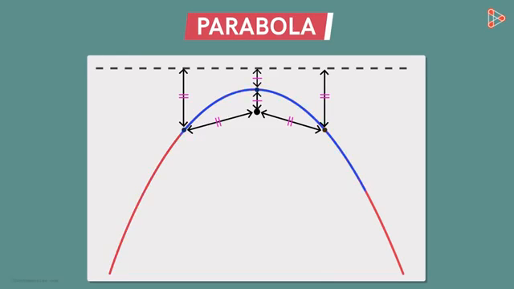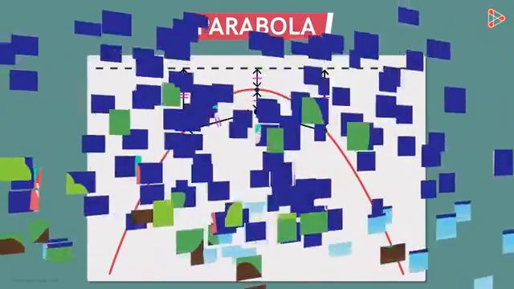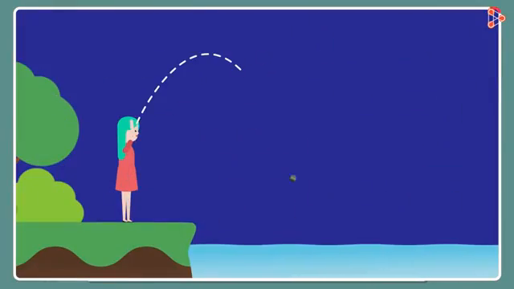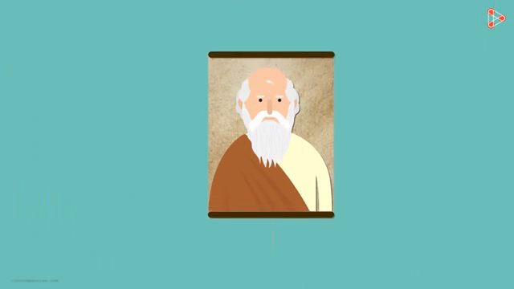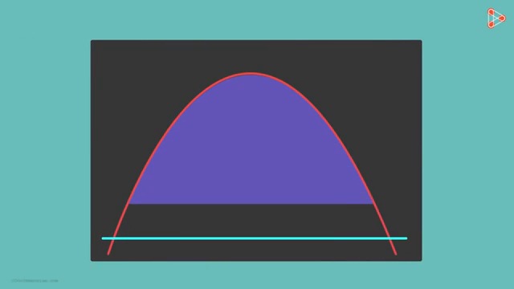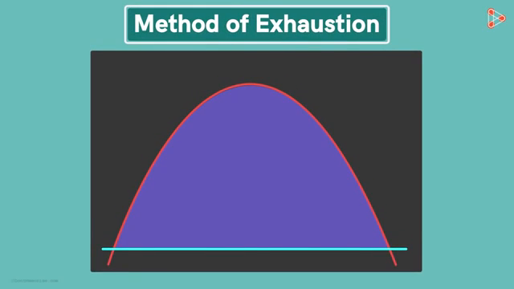Remember seeing a similar curve in our previous videos? The stone thrown by Noah into the sea follows a parabolic path. Actually, whenever we throw something up, the object always comes down following a parabolic path. Unless it's straight up and down. A Greek mathematician named Archimedes was successful in finding the area of the region between a parabola and a chord like this. He did it by the method of exhaustion.